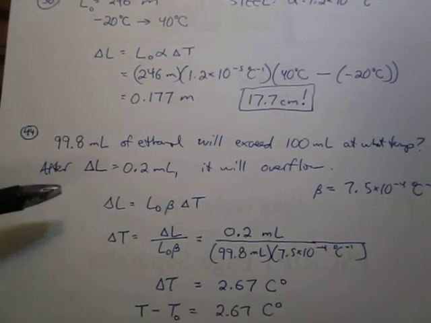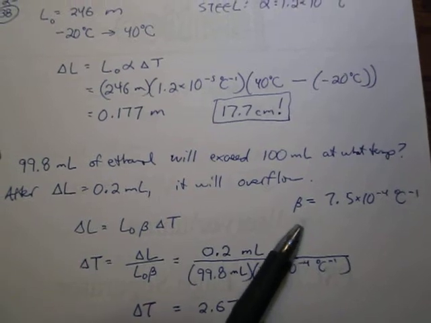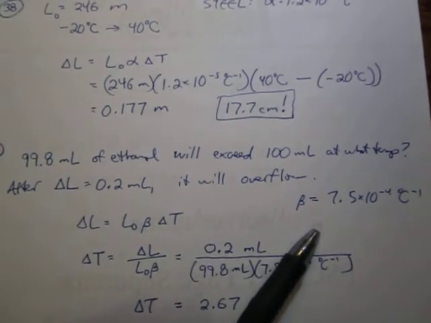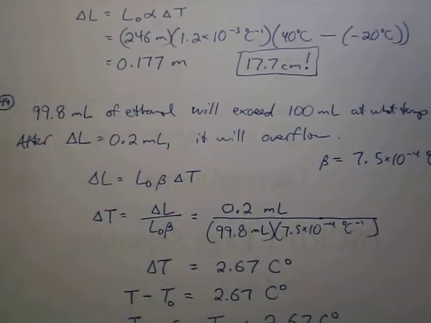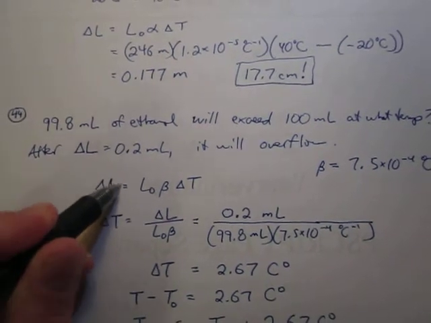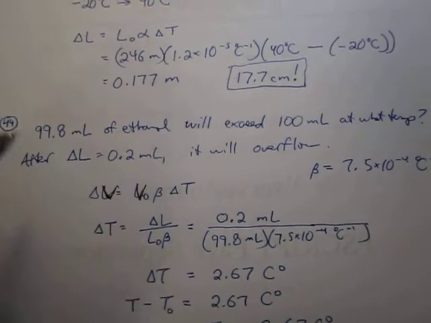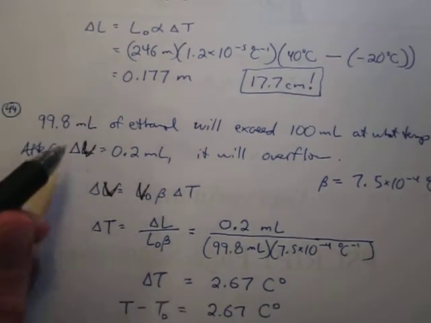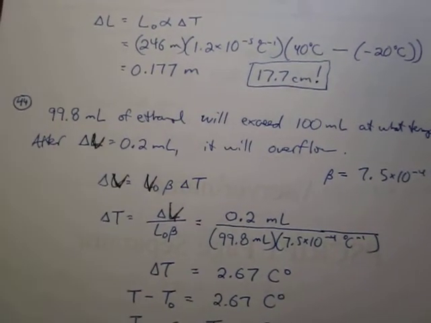So first we look for beta, the coefficient of volume expansion for ethanol, 7.5 times 10 to the negative 4 per Celsius degree. Change in, I'm sorry, this is a mistake. This should be volume. Actually, all my L's here should be volumes. Very sorry about this. Doing this left-handed. Okay, sorry about that.